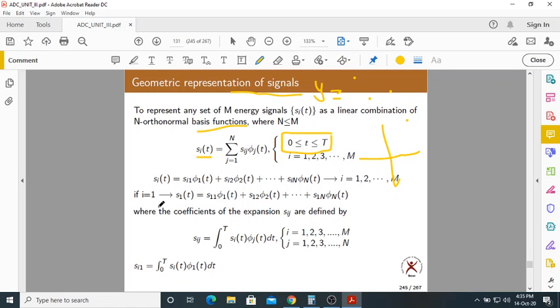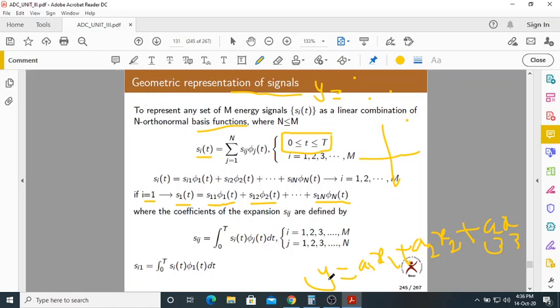Suppose I equal to 1. What happens? Substitute I equal to 1 here. S1 of t equals S11 phi 1 of t plus S12 phi 2 of t and so on, plus S1n phi n of t. Here S1 of t, an energy signal, is written as a linear combination, just like y equals a1 x1 plus a2 x2 plus a3 x3. This is what a linear combination is.